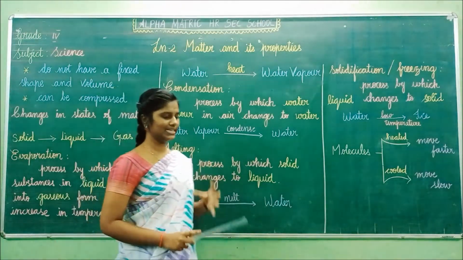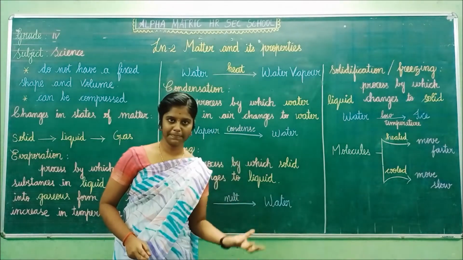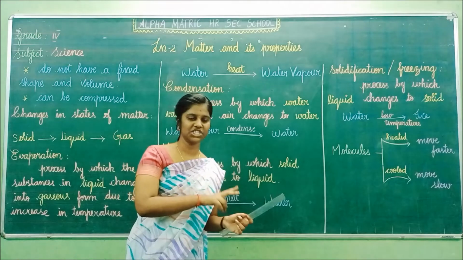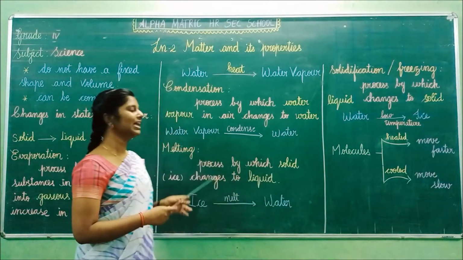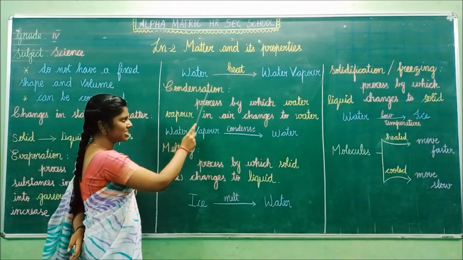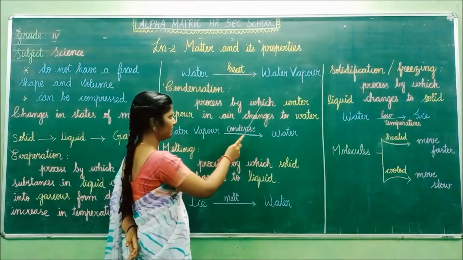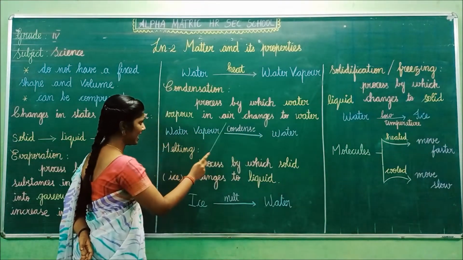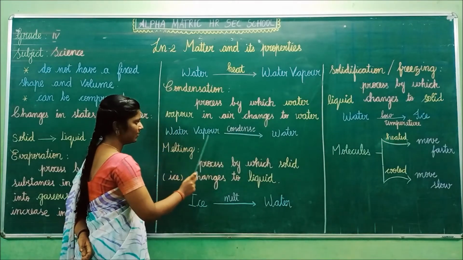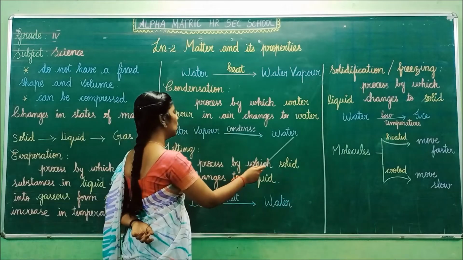So, in condensation, the water vapor is getting changed into water. Gaseous state to liquid state. That process is called condensation. Condensation is the process by which water vapor in air changes to water. So here water vapor is condensed into water.